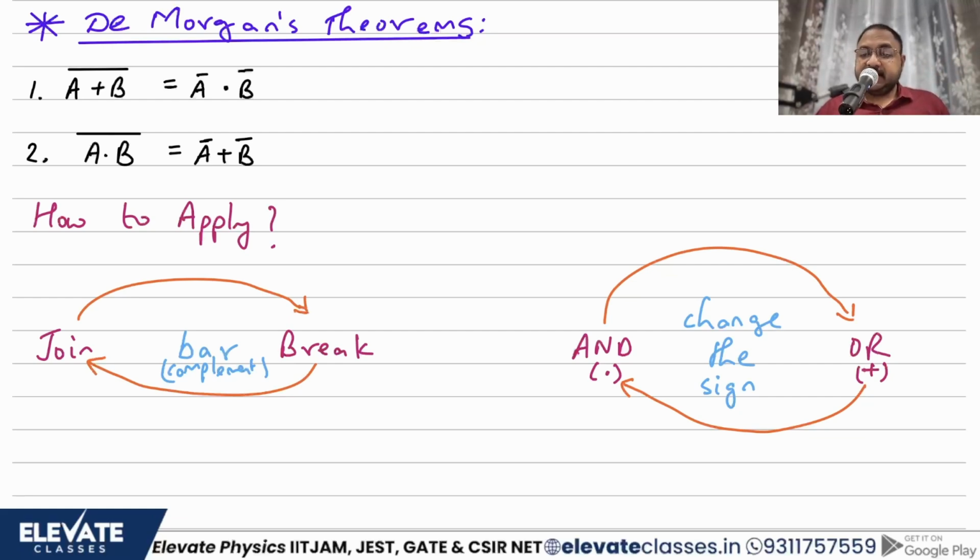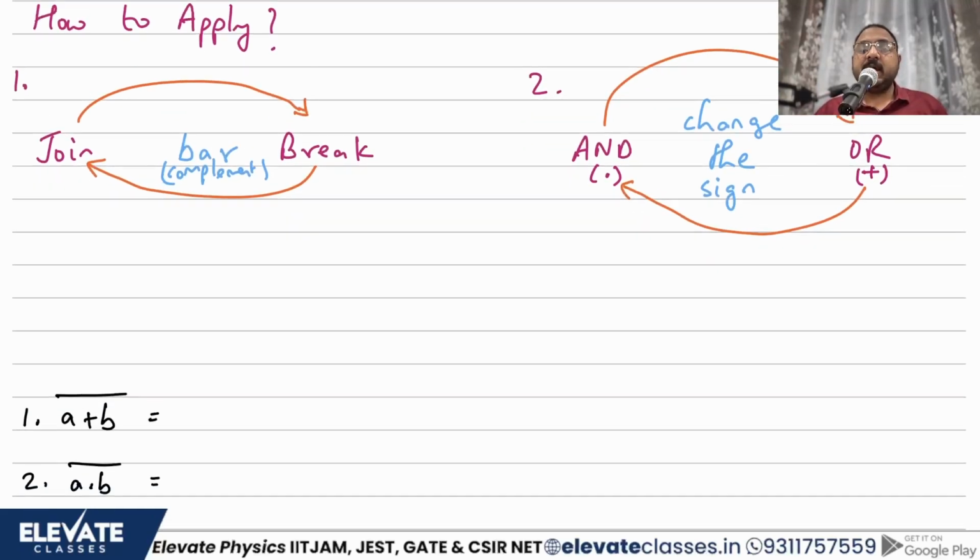That is the first step. Second step, look at the sign, look at the operator. If you see a dot, replace it with plus. If you see a plus, replace it with a dot. That means you're replacing AND with OR and OR with AND. If you can just apply these two steps, that is your De Morgan's law, and you will be able to apply De Morgan's theorem to literally anything.